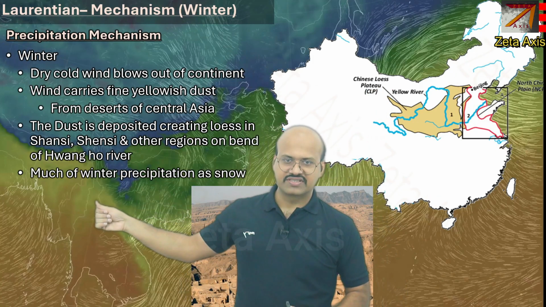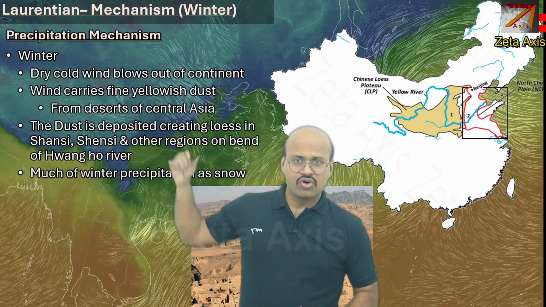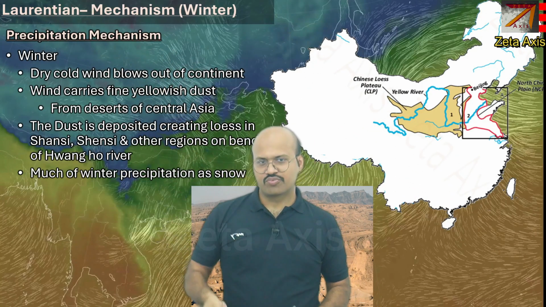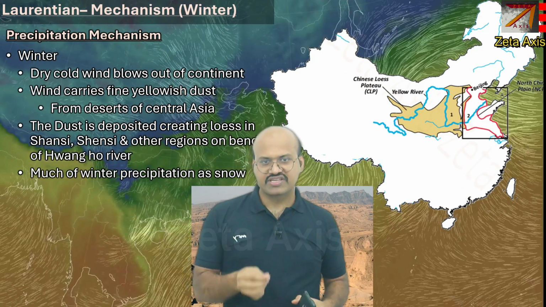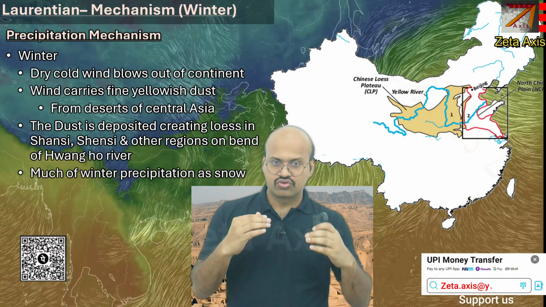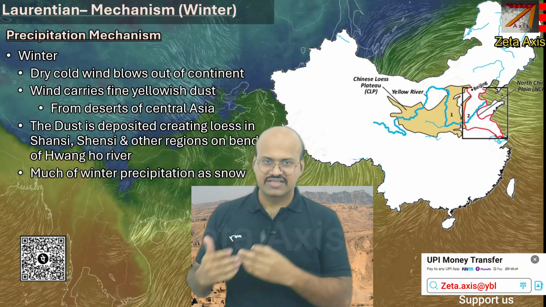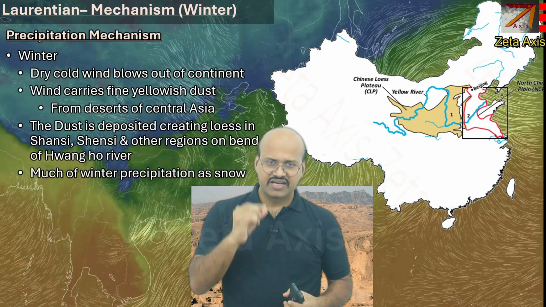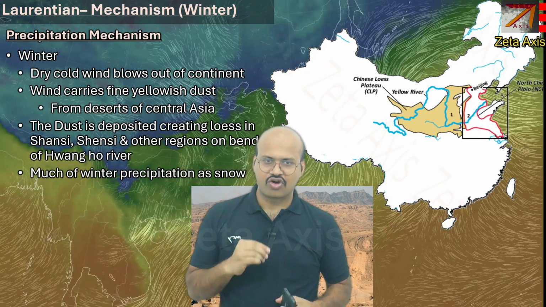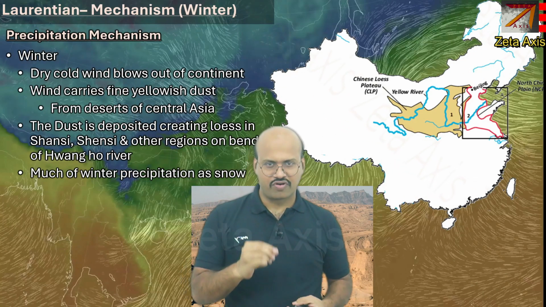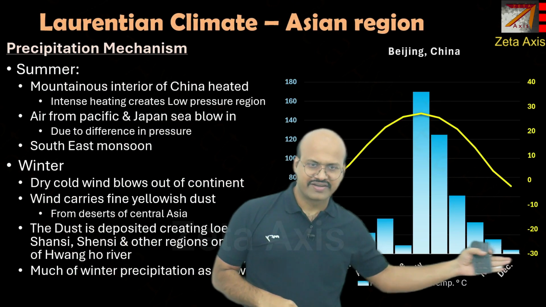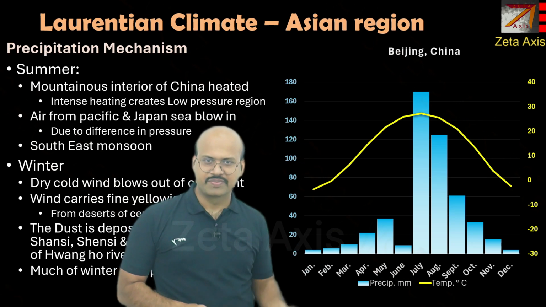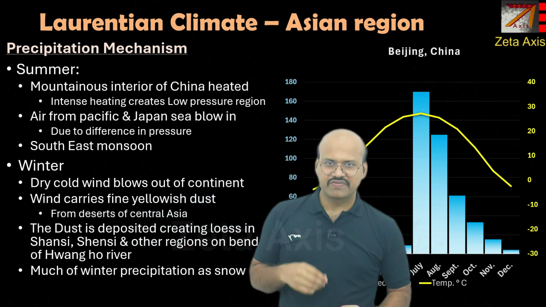Much of the winter precipitation occurs as snow. So the winds which are originating in the interior of the continents do not carry much moisture. But whatever moisture they carry, they will give as snowfall rather than rainfall. We have already seen in the previous slide that the precipitation in the winter is very less. Even the smaller amount of rainfall or precipitation that occurs, occurs in the form of snowfall. Here we can see that the precipitation is almost negligible in the winter months, but this precipitation will be in the form of snow. Here is the summary which we have already discussed.